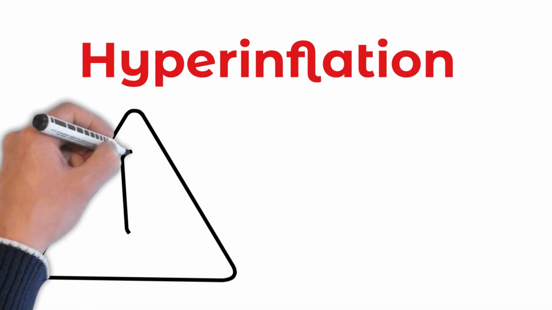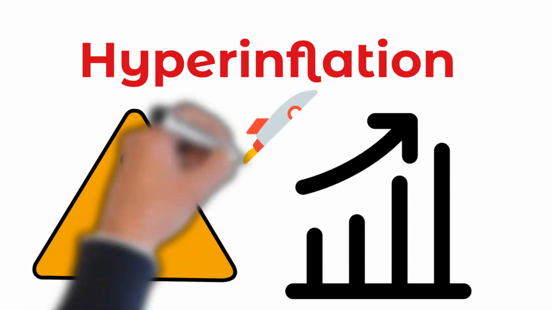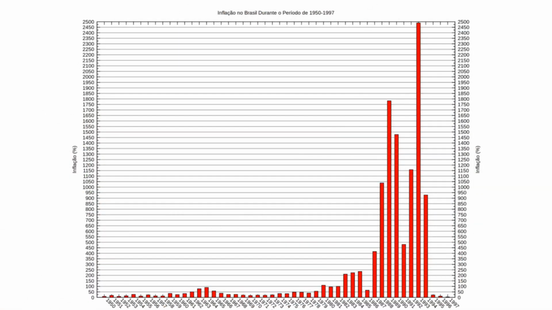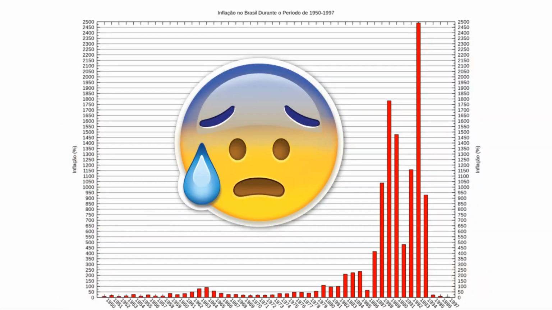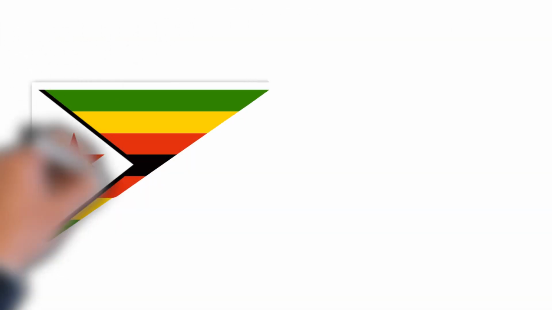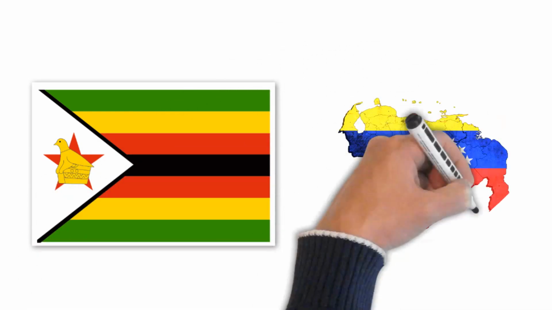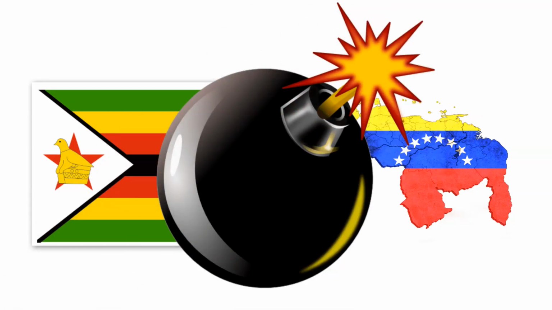Hyperinflation. An extreme case of inflation is hyperinflation, which can be catastrophic for an economy. Hyperinflation is characterized by extremely rapid price increases, causing money to lose its value almost instantaneously. Countries such as Zimbabwe and Venezuela have experienced hyperinflation in the past, which has wreaked havoc on their economies and the lives of their citizens.